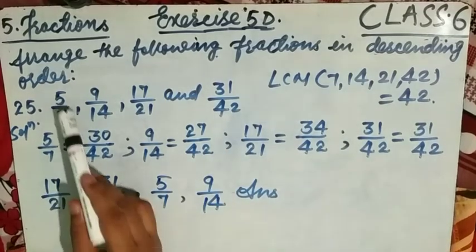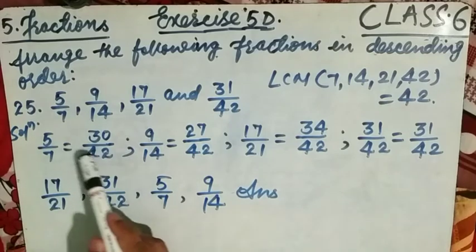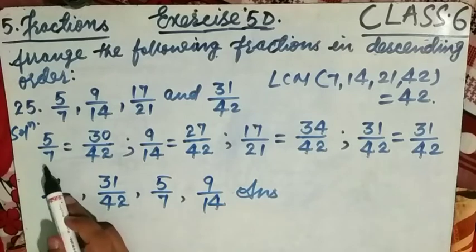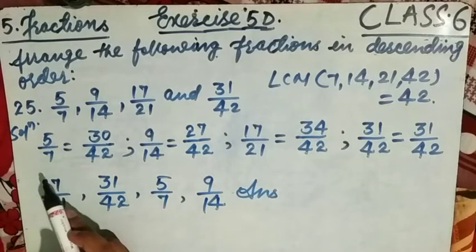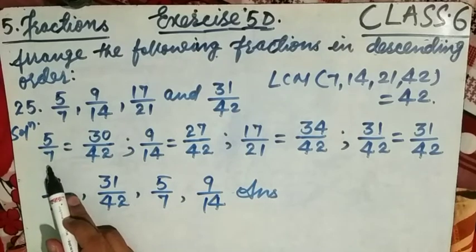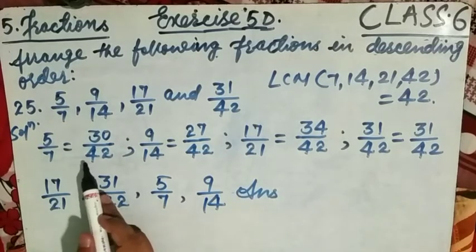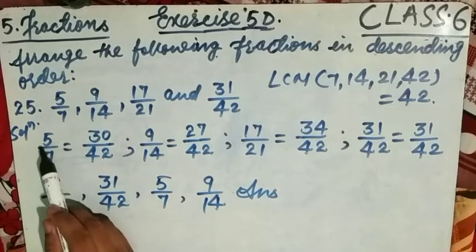So for 5 by 7, first of all write 42 as the denominator, and divide this 42 by 7. Always we have to divide this LCM by the denominator of the fraction. Here the denominator is 7. 42 divided by 7 becomes 6. 6 multiplied by 5 is 30.